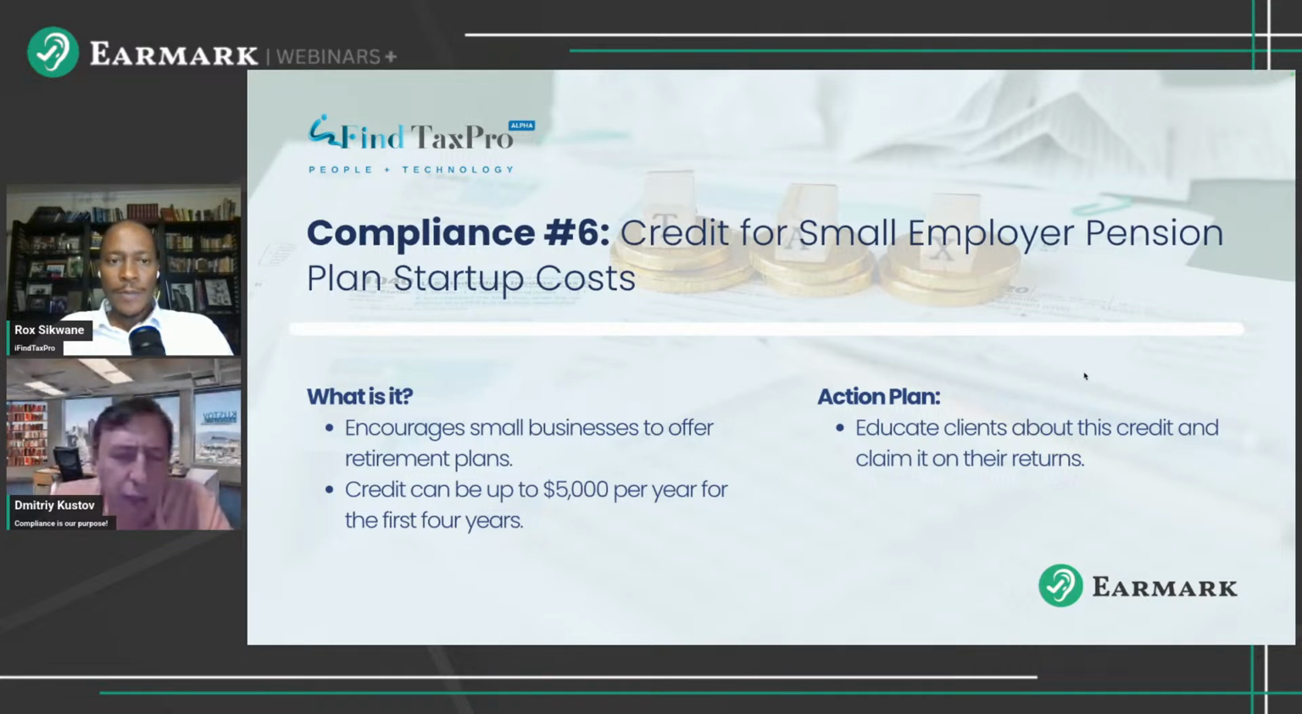For SIMPLE IRA or SEP plans, the credit is $1,000 per employee per year, and this is for the first 4 years. And then there was a progressive deduction of 25%, but still it can be around $4,000. Maybe it's not a huge credit, but it's important not to forget to claim it on the tax return when the preparation time comes.